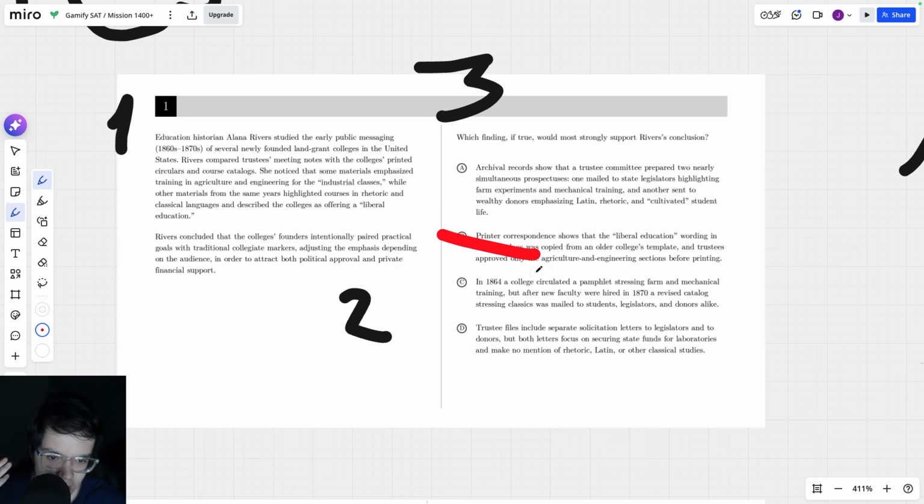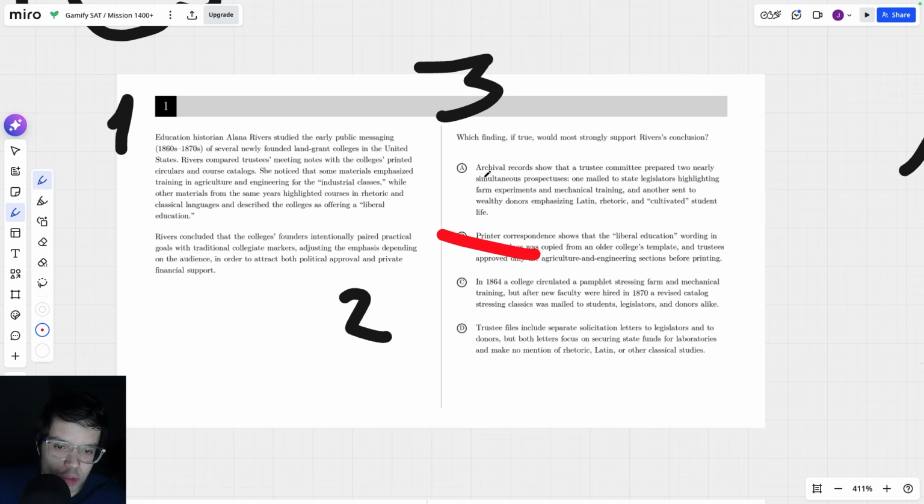In 1864, a college circulated a pamphlet stressing farm and mechanical training. But after a new faculty was hired in 1870, a revised catalog stressing classics was mailed to students, legislators, and donors alike. This is a bit better, but it still doesn't go for what you're trying to find with the conclusion. You're trying to say that they specifically did this on purpose because they're trying to appeal to different groups of people, not that they just suddenly had a classical education midway through.